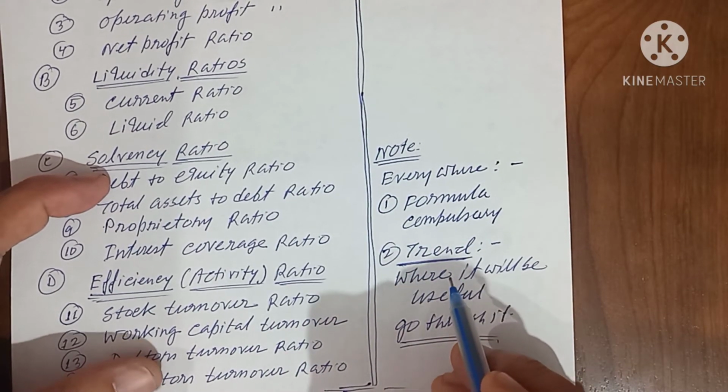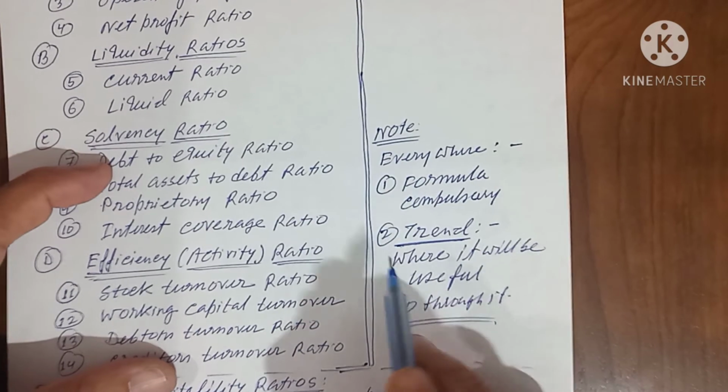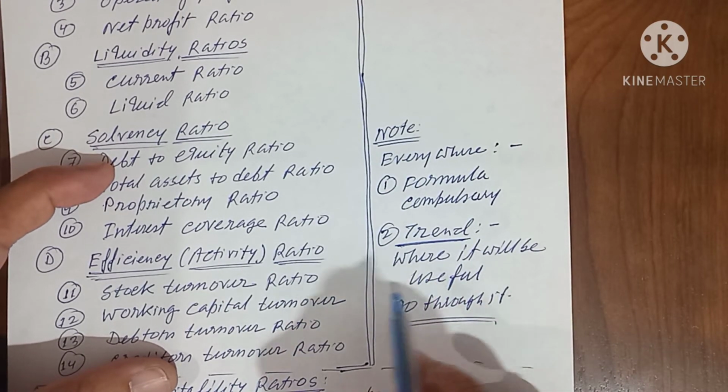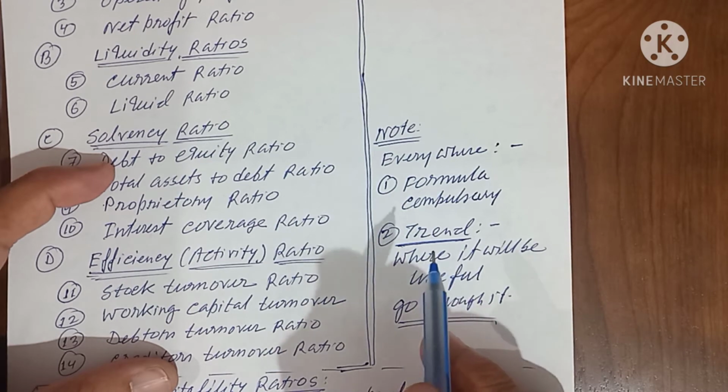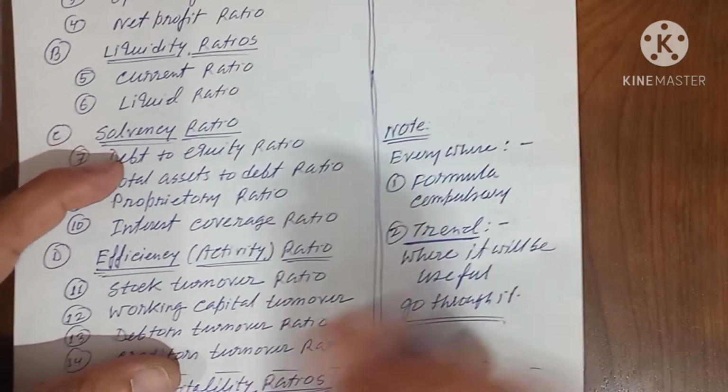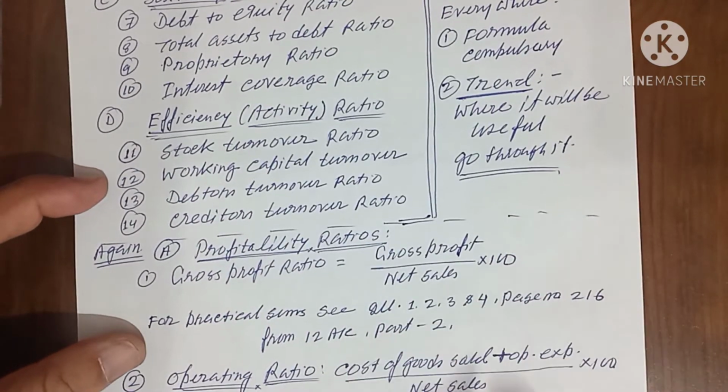Whenever you go through your textbook, I will show it. The trend is there. Trend means where it will be applicable. That trend also you have to learn. So two things you have to learn: where it will be applicable and the formula, and then the practical questions which you have to do.